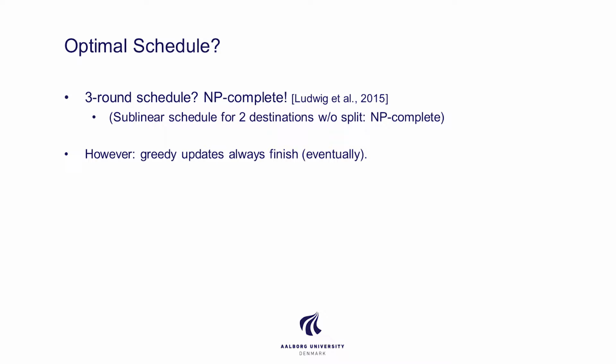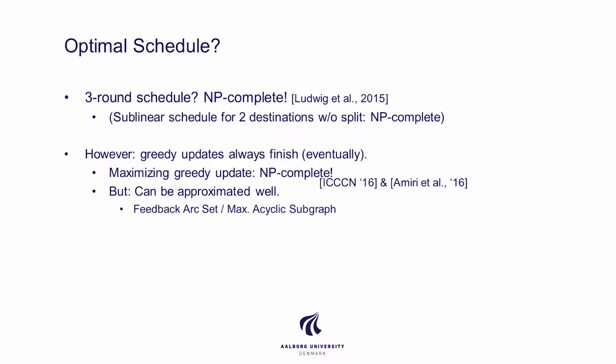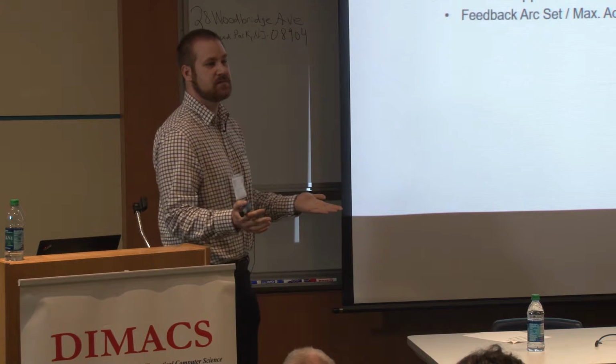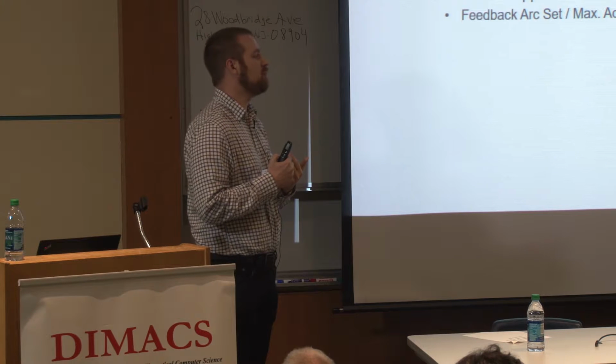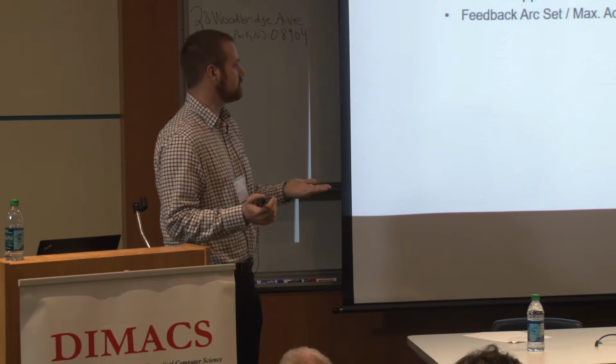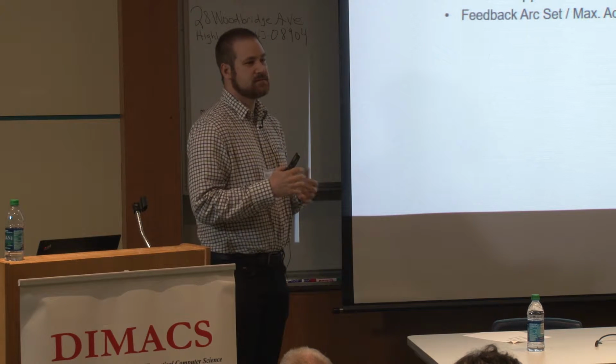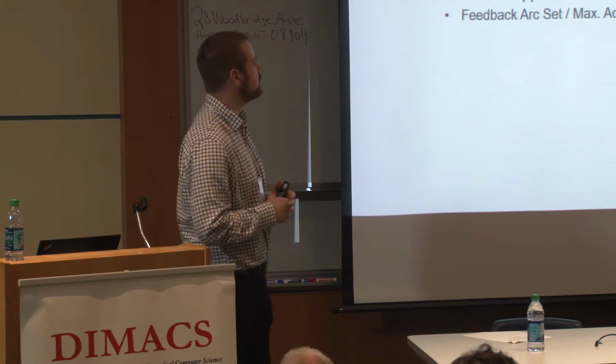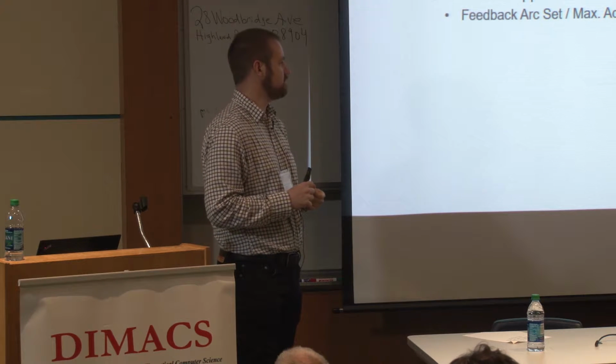But there's again a downside and an upside. Again, if you want to maximize the number of switches you can update right now, this is again an NP complete problem, because it's very closely related to the feedback arc set and the maximum acyclic subgraph problem, which essentially ask, if you have a graph, what sort of edges do you need to remove to eliminate all cycles, or how many edges can you include without having cycles. But on the other hand, since these are well-studied problems, we can also use their algorithms to get good approximation ratios for this greedy update method.